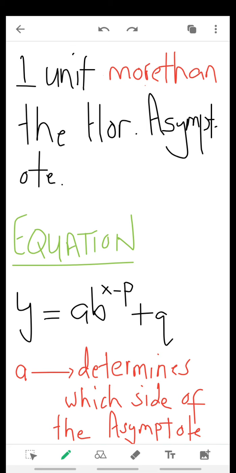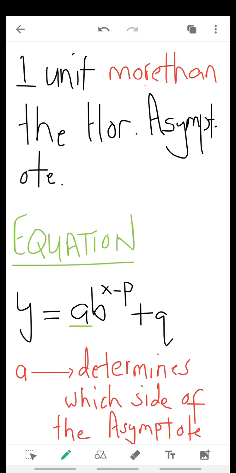Now, like any other function, there will always be a formula or a rule or an equation which defines that particular function. So in this case, the equation that defines the exponential function is y equals a b to the power of x minus p, plus q. Remember, a, b, p, q signs may vary, especially with your a, your p, and your q. The signs will vary. We may get a positive, we may get a negative, so it will depend. But let us quickly look into what each of these variables stands for.